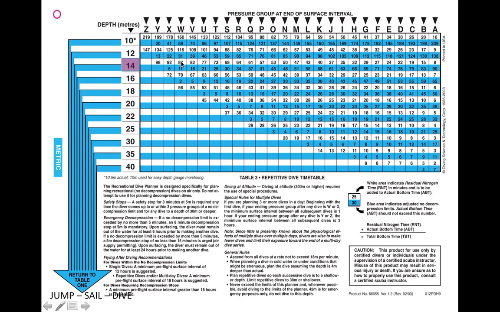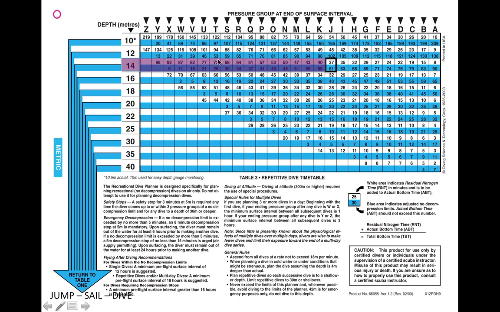Now the white lines tell us how much residual nitrogen time we have, and the blue lines tell us our adjusted no decompression limit. So what we're looking for is an adjusted no decompression limit of 60 or more so that we can dive. So we just keep scrolling across, looking across to the right until we find 60. So here we get 61, so that's greater than the amount of time we want to dive for. We can see that there is a residual nitrogen time of 37 minutes.